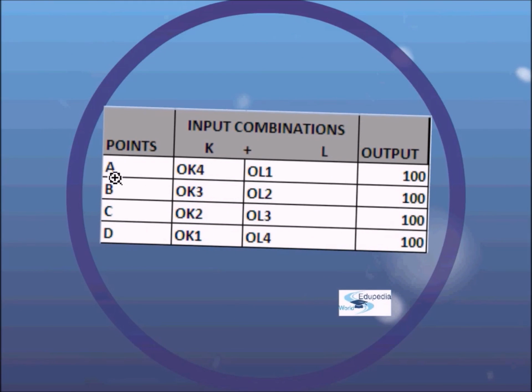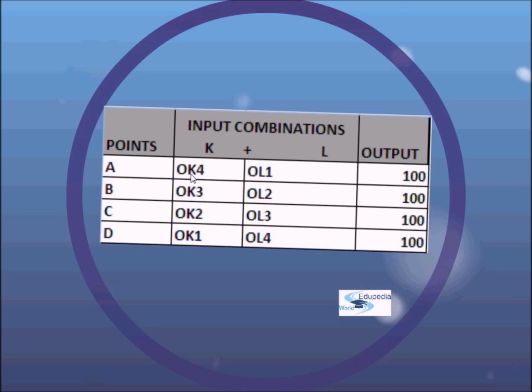We get four combinations on a particular curve, that is A, B, C and D, and these combinations are points which we get by combining labor and capital. When we take OK4 plus OL1, the output which we get is 100. Then when we take OK3 and OL2, the output which we get again is 100. So we can see that on all the combinations of points A, B, C and D, we get the same unit of output.